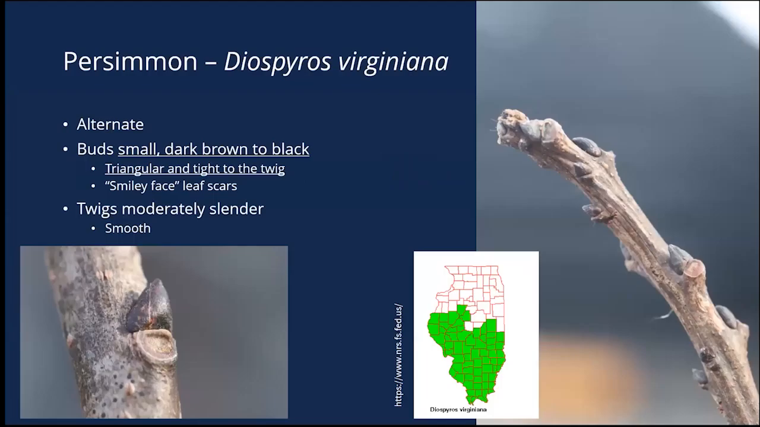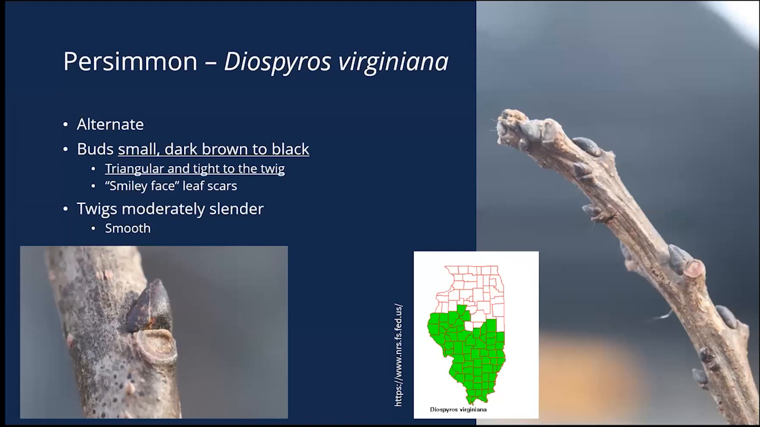The first is persimmon, which is kind of a misnomer because it's pretty darn common where it grows, but I wanted to add it in here. Persimmon is one of my favorite trees, really easy to identify in the winter. By the twigs, you're looking at alternate twigs, so alternating one bud at a time. The buds on persimmon are small, dark brown or almost black in color, and triangular in shape, and they usually sit fairly tight to the twigs.